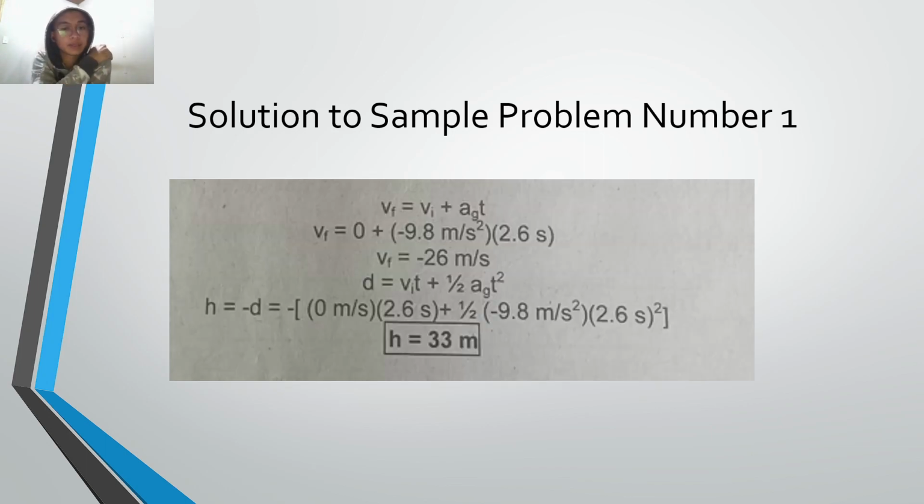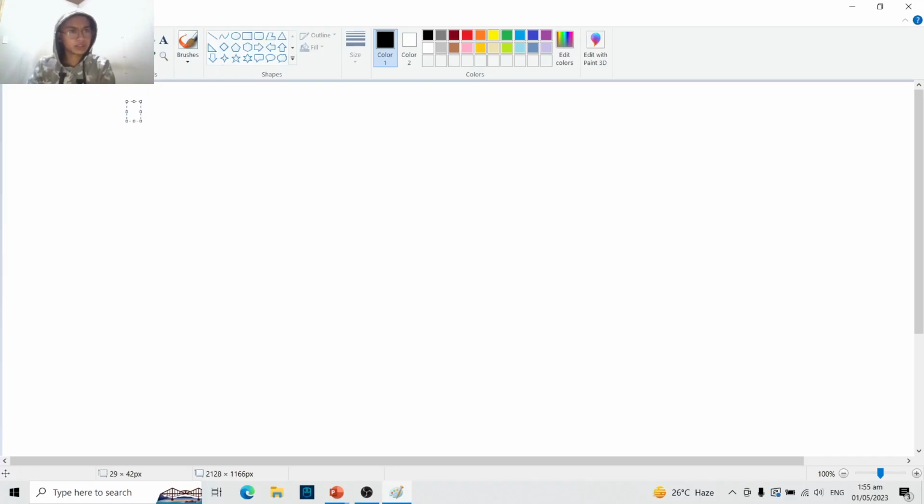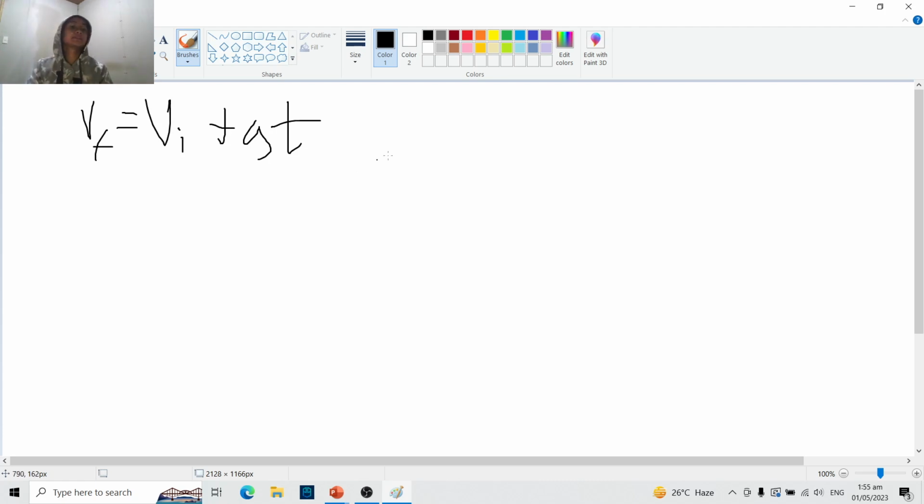Again, we have this equation, right? VF is equals to VI plus AT. This is the fourth equation, the one you should remember. So VF is equals to VI plus gravity times time. Where does it come from? It comes from A is equals to VF minus VI over time.